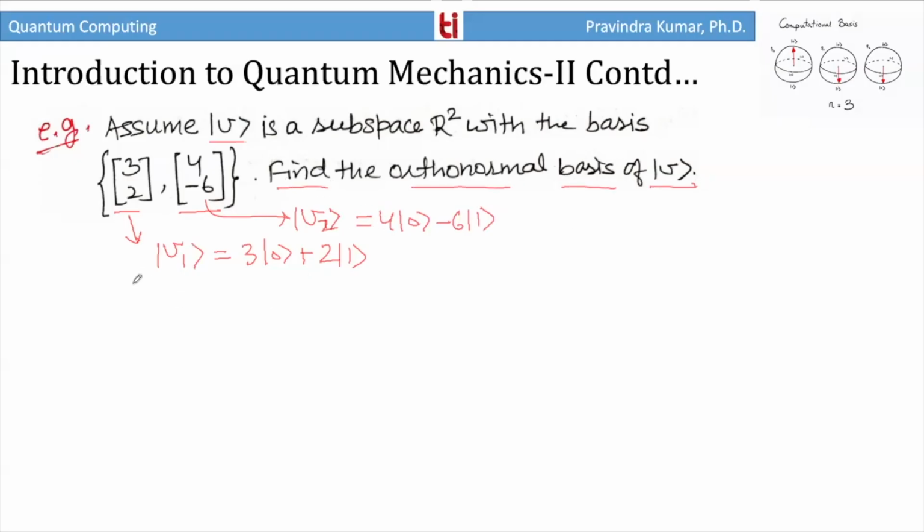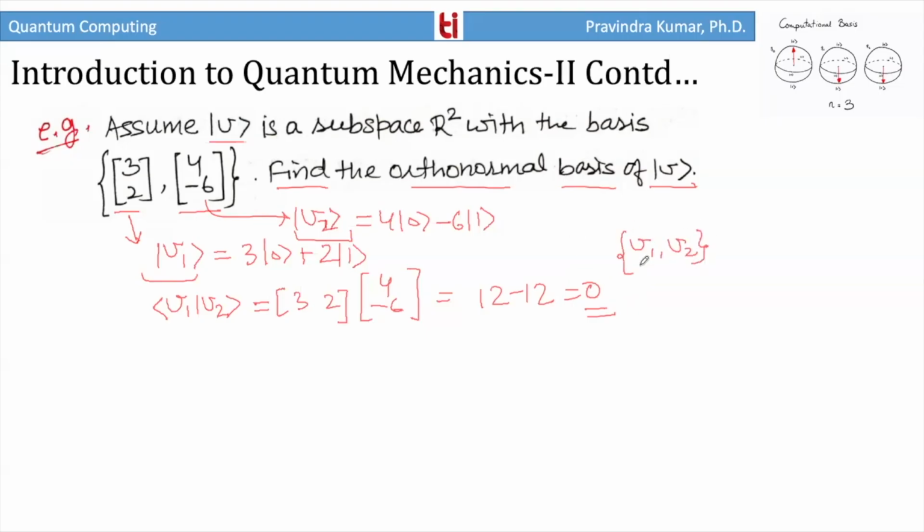So first we have to check whether these bases are orthogonal or not. To check the orthogonality, if the two bases are orthogonal, then their inner product will be 0. So here the inner product of V1, V2 should be 0 if they are orthogonal. Let us check. Bra V1 will be the 3, 2 row vector and the 4, minus 6 column vector. So it is 12 minus 12, 0. So we can say that the inner product is 0. They are orthogonal. So the set V1 and V2 are an orthogonal basis for the quantum system ket V.